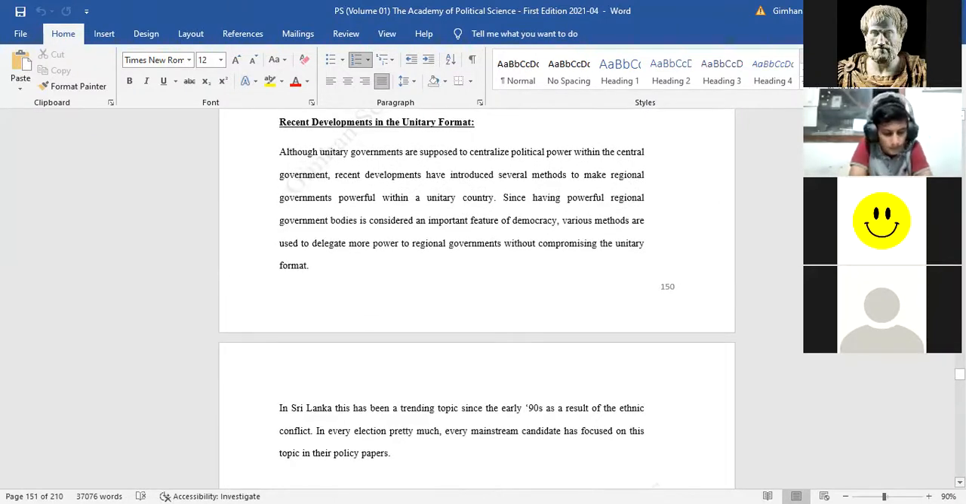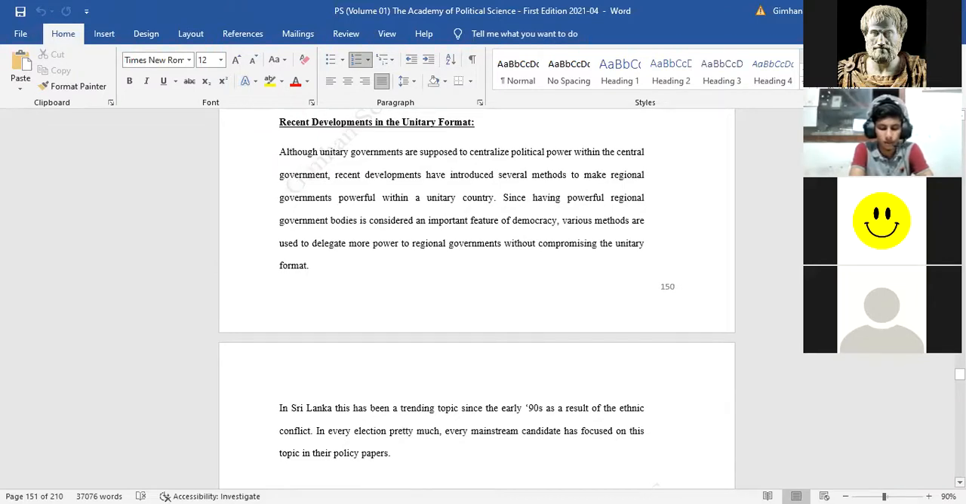Recent developments in the unitary format. Although unitary governments are supposed to centralize political power within the central government, recent developments have introduced several methods to make regional governments powerful within a unitary country. Since having powerful regional government bodies is considered an important feature of democracy, various methods are used to delegate more power to regional governments without compromising the unitary format.